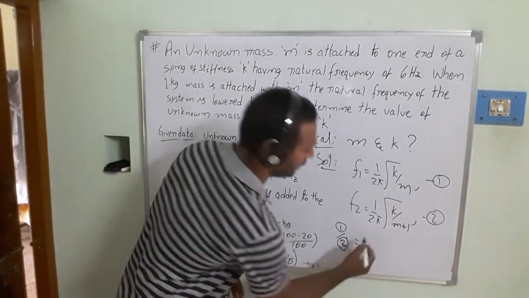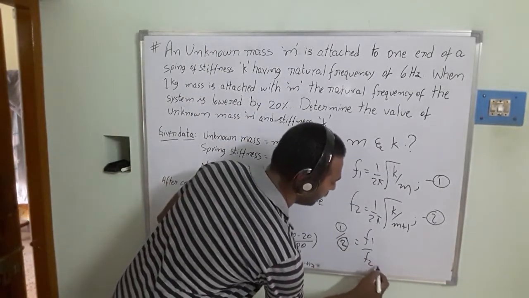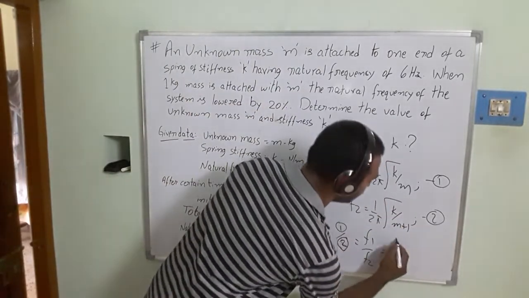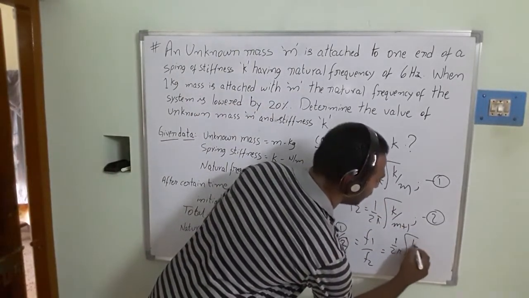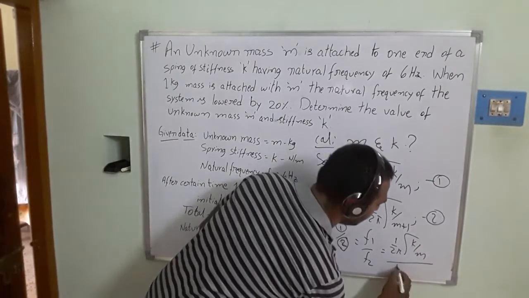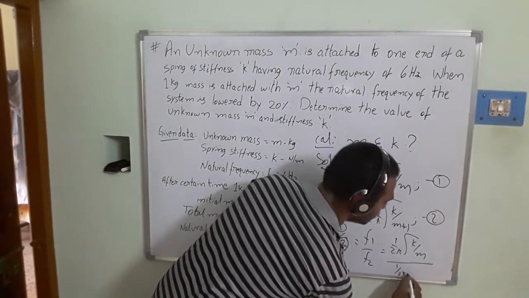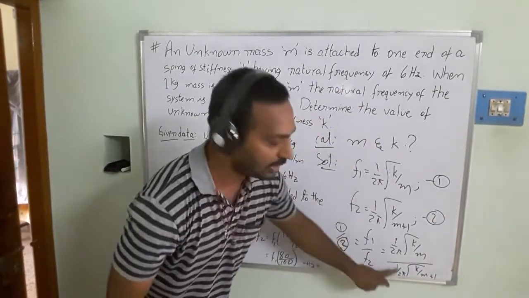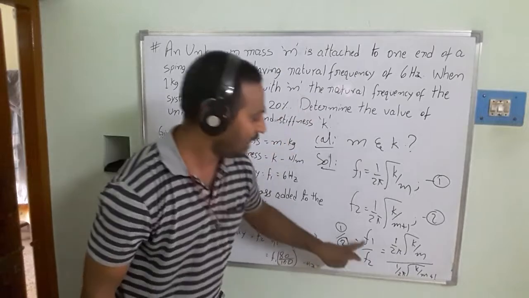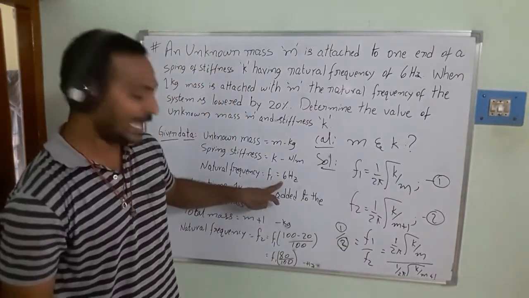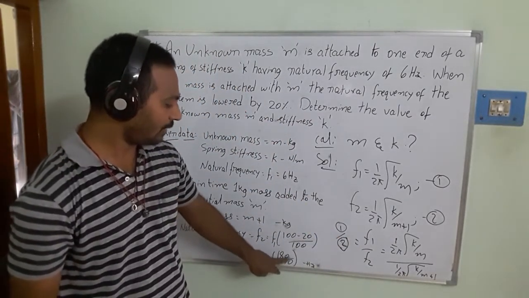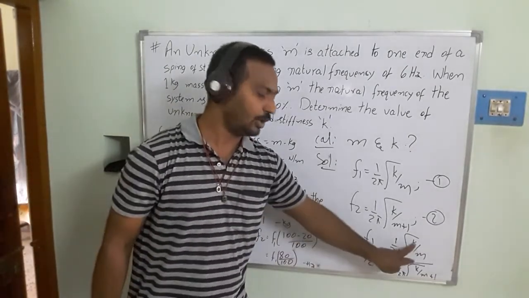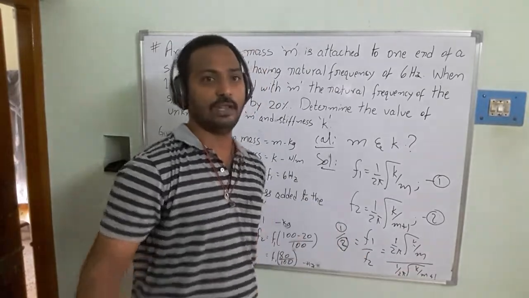So this is going to be f1 by f2, that is equal to (1 by 2 pi square root of k by m) divided by (1 by 2 pi square root of k by m plus 1). In this case 1 by 2 pi is going to be cancelled, and f1 is going to be the 6 Hz, and then f2 is equal to f1 by 80 by 100, that we are going to be substituting here. And finally we are going to be calculating the k and m values.